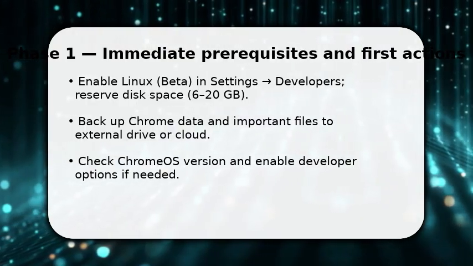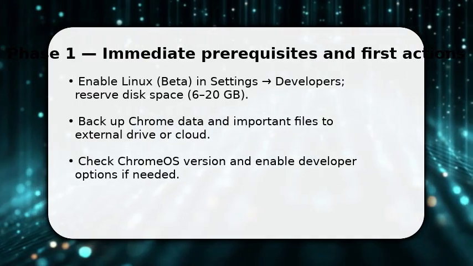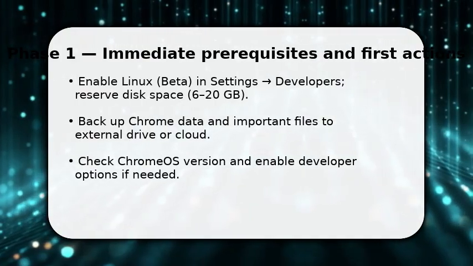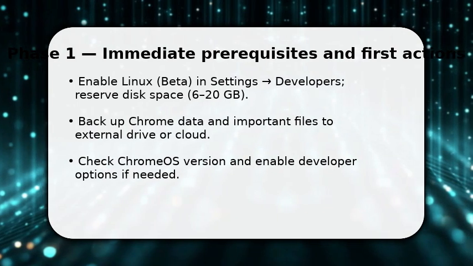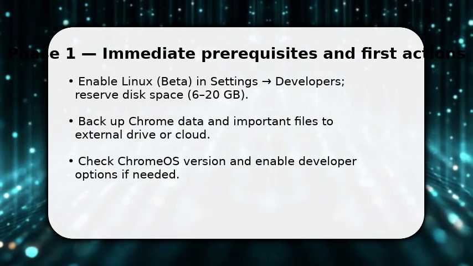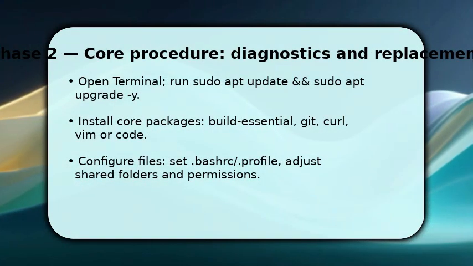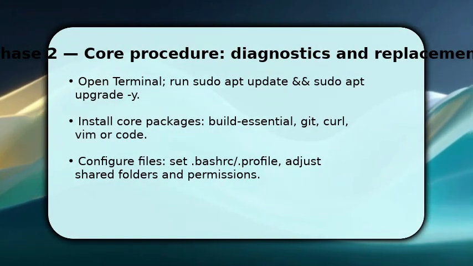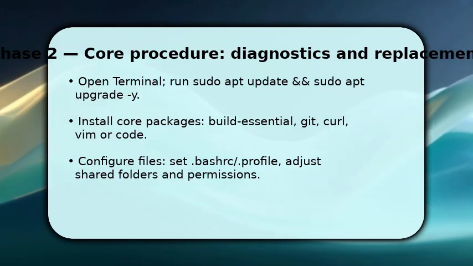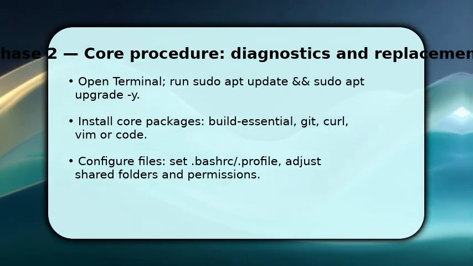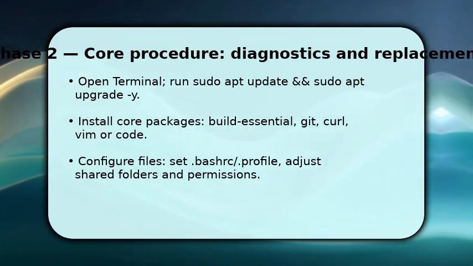Make sure your Chrome OS is up to date. Older builds sometimes lack necessary container fixes, so update before proceeding. You open the terminal and run sudo apt update and sudo apt upgrade -y to refresh packages and avoid dependency errors. Next, install essentials: sudo apt install build-essential git curl and your editor, such as Vim or Code.